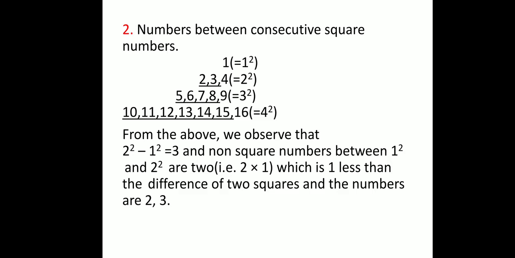Now, on observing this pattern, we can conclude that 2 square minus 1 square is equal to 3, and the non-square numbers between 1 square and 2 square is equal to 3.